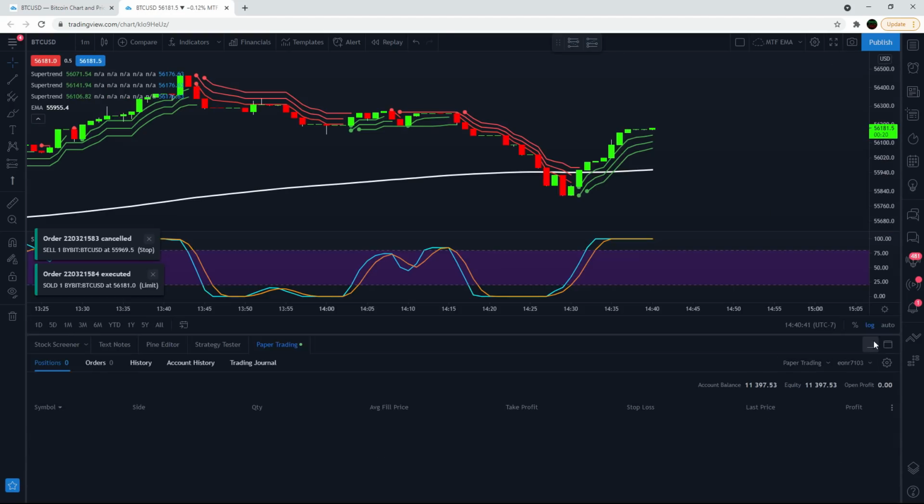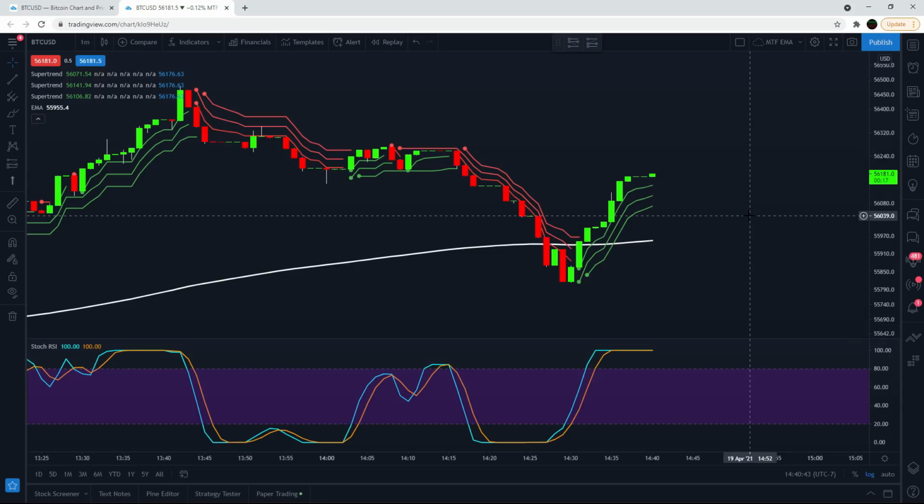All right, so as you can see, this one was profitable and the account is doing phenomenally at this point. So continuing to look for signals.